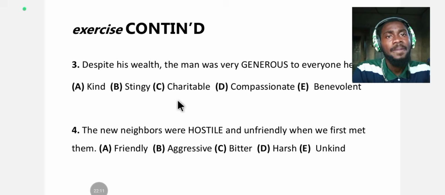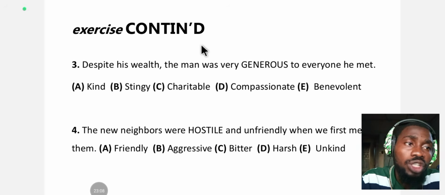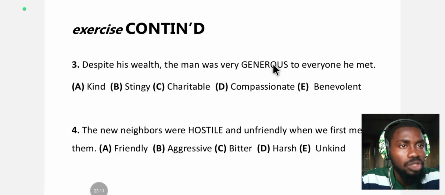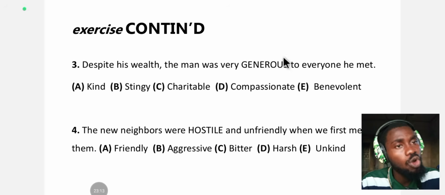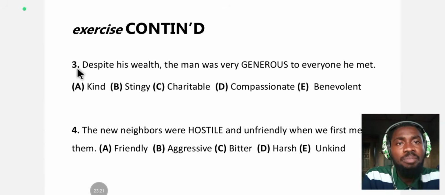Moving on. For these two questions, questions 3 and 4, the instruction says choose the word that is opposite in meaning to the capitalized word. That's the instruction. Number 3.